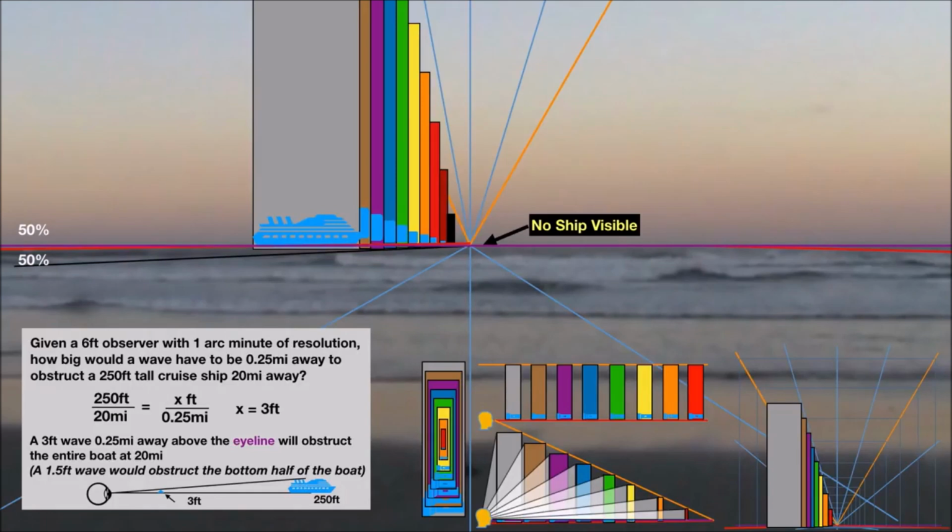So a 3 foot wave just a 1/4 mile away that has encroached upon that purple line already because of the rapid ascent rate will obstruct the entire boat to 20 miles away. And a 1.5 foot wave, very reasonable, especially with choppy waters, would obstruct the lower half of that boat.